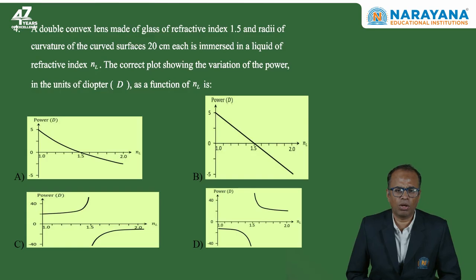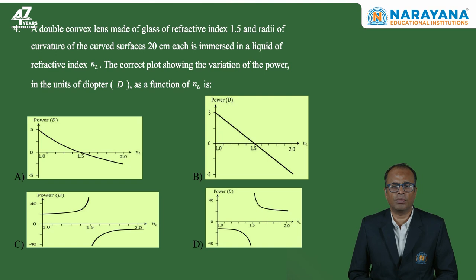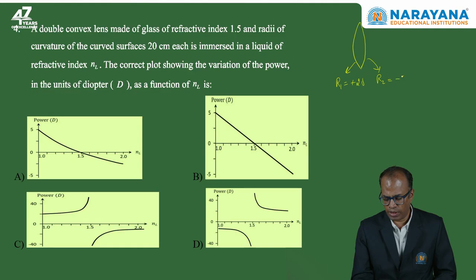We have a double convex lens that is made up of glass of refractive index 1.5 and radius of curvature of the curved surface 20 centimeter each. So he's talking about a biconvex lens. So we have a biconvex lens and the radius of curvature is 20. So R1 I will take plus 20 and R2 I will take as minus 20.